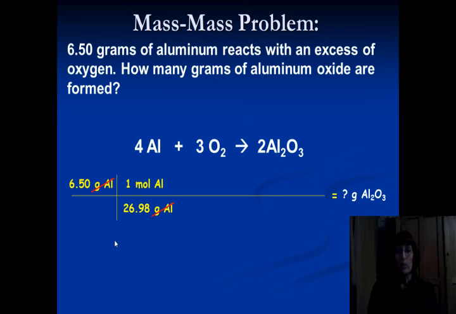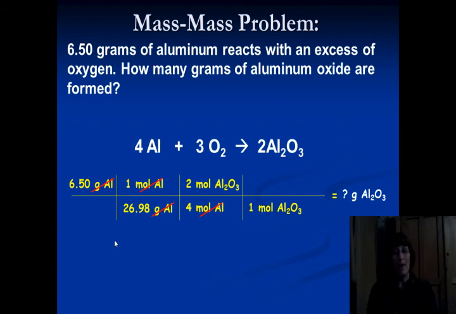So there are 4 moles of aluminum for every 2 moles of aluminum oxide. Notice now that our moles of aluminum cancel out. And if we stop here, our answer would be in moles of aluminum oxide. But if you look at the question, it says how many grams. So now what we have to do is take those 2 moles of aluminum oxide and convert them to grams. How do we do that?